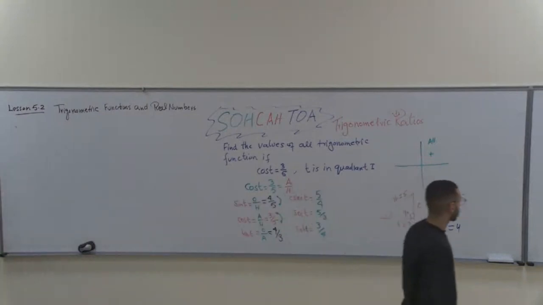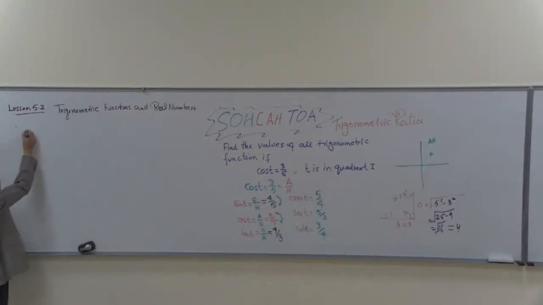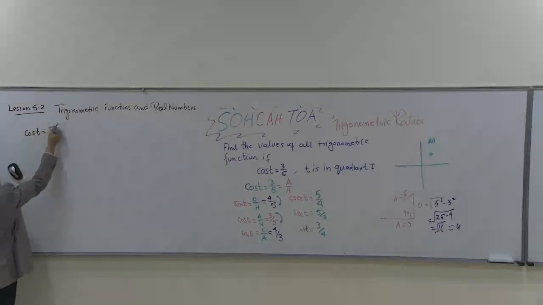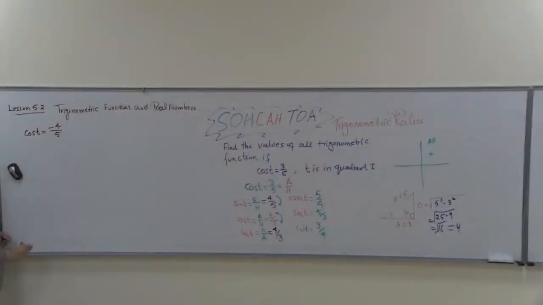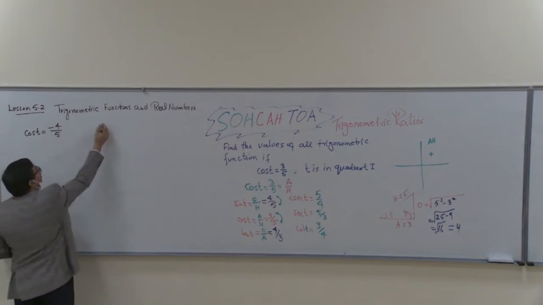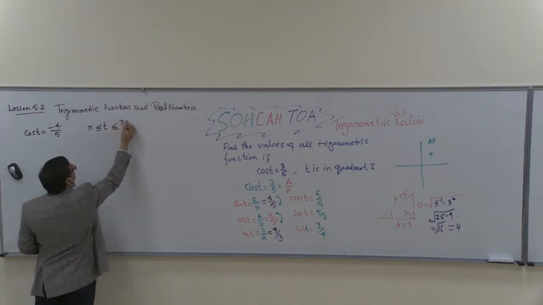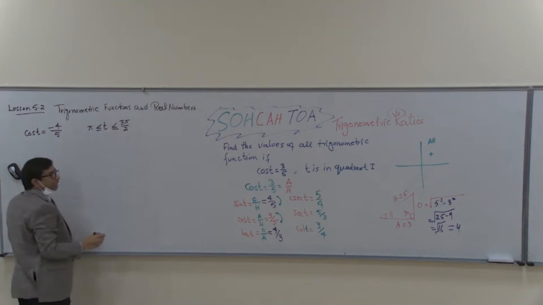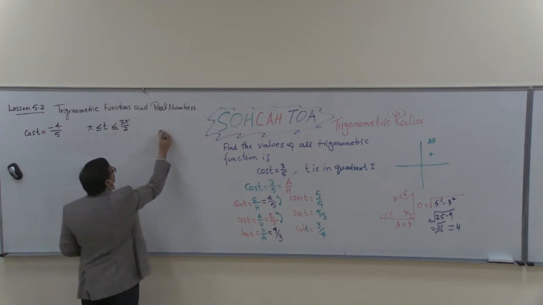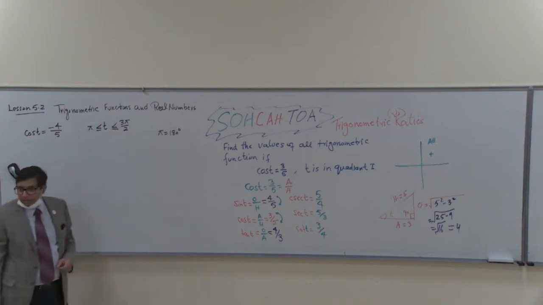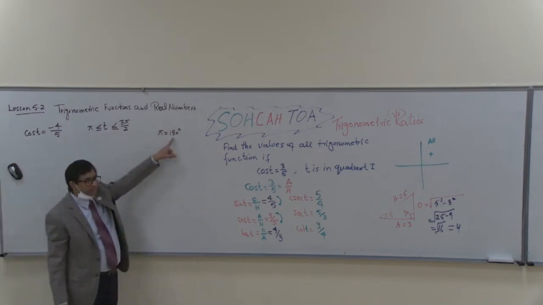Okay, students. Now we will work on this question. Cosine of t is minus 4 over 5, and t is given between pi and 3 pi over 2. And remember, pi means 180 degrees. Okay, pi means 180 degrees. This is in radians, this is in degrees.